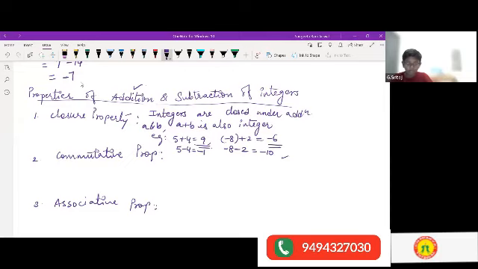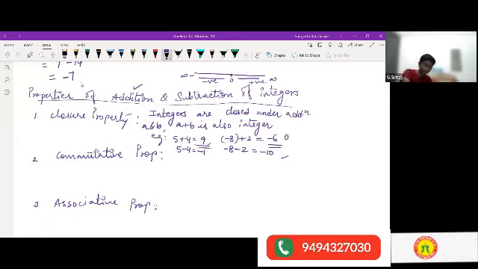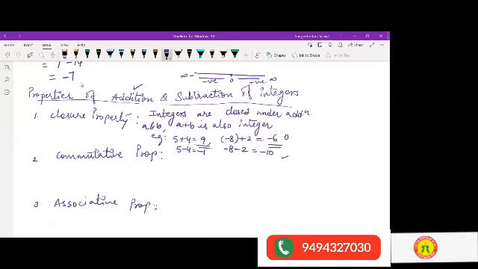Ma'am, is 0 considered an integer? Yes, 0 is also an integer. Integers include all numbers: all positive numbers, all negative numbers, till infinity positive and till minus infinity on the other side, and 0 is also included. So this is what the closure property says, that integers are closed under addition. That means when you add two integers, your answer is also an integer.